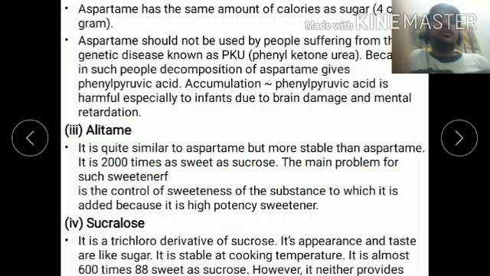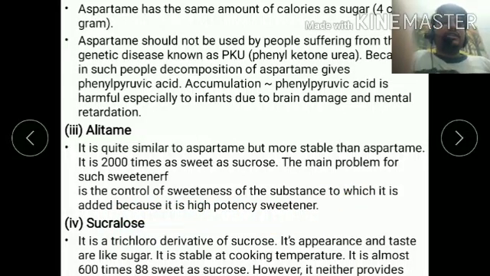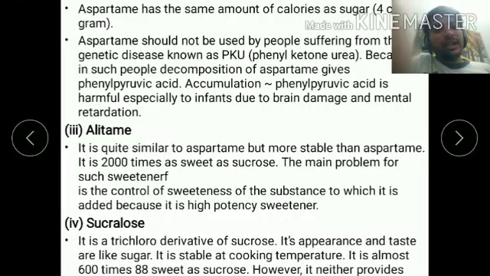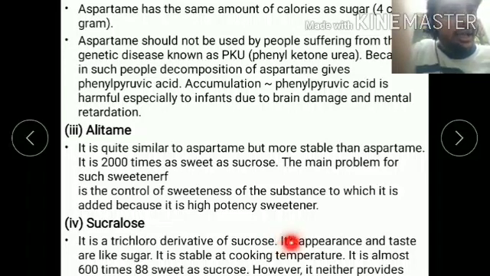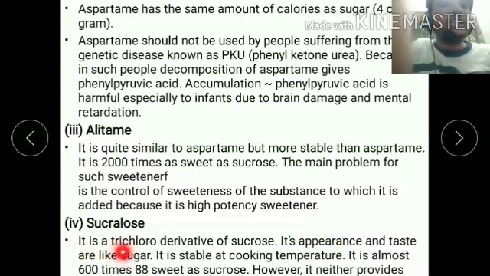The main problem for such sweeteners is the control of the sweetness of the substance to which it is added, because it is a highly potent sweetener. Third one is sucralose. It is a trichloro derivative of sucrose. Its appearance and taste are like sugar.